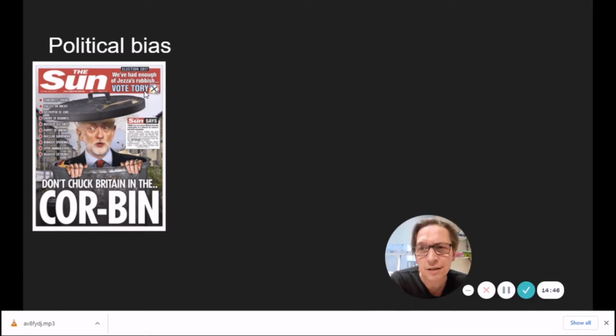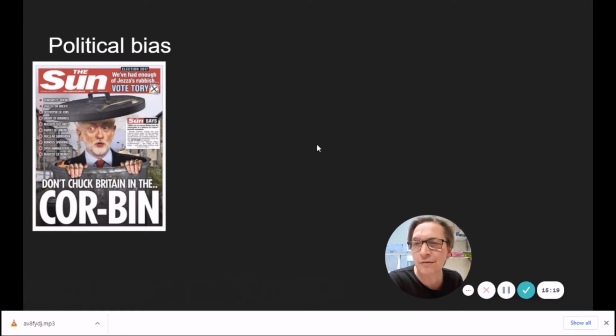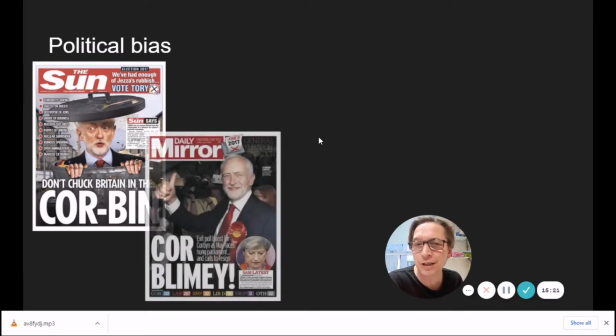This particular story is trying to get people not to vote Labour because they are terrorist friends, useless on Brexit, destroyer of jobs, enemy of business, massive tax hikes, puppets of unions, nuclear surrender, ruinous spending, open immigration, Marxist extremists. Don't chuck Britain in the Corbyn bin, The Sun says. So again, we've got the front page. This is opinion.